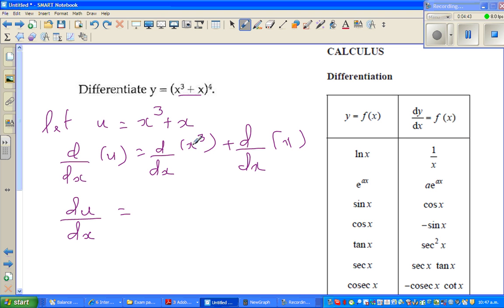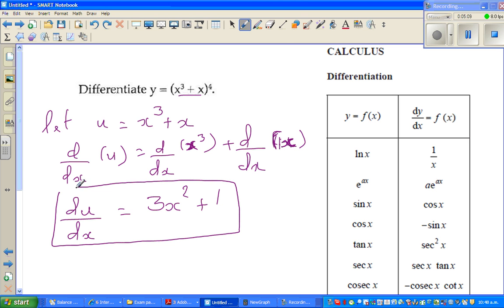So d by dx of u is nothing but du by dx is equal to. Now when you're differentiating x cubed, this is a power function, so it is very simple. Drop the power down and decrease the power by 1. So 3x squared plus. What is the derivative of x? You're asking what's the gradient of this function? The gradient is 1. So that is 1. So du by dx is 3x squared plus 1.